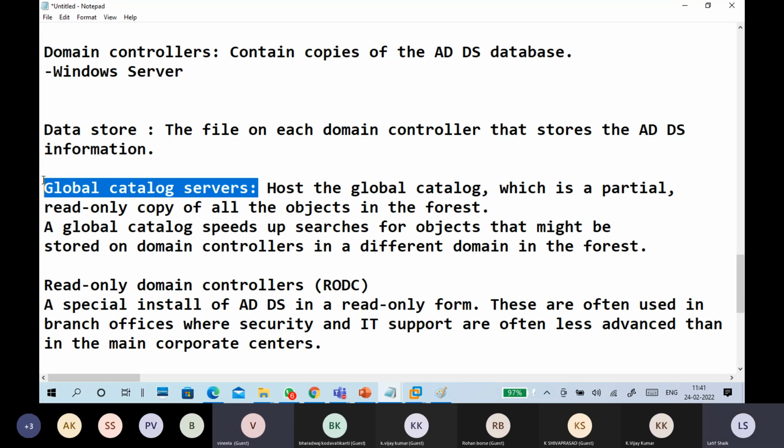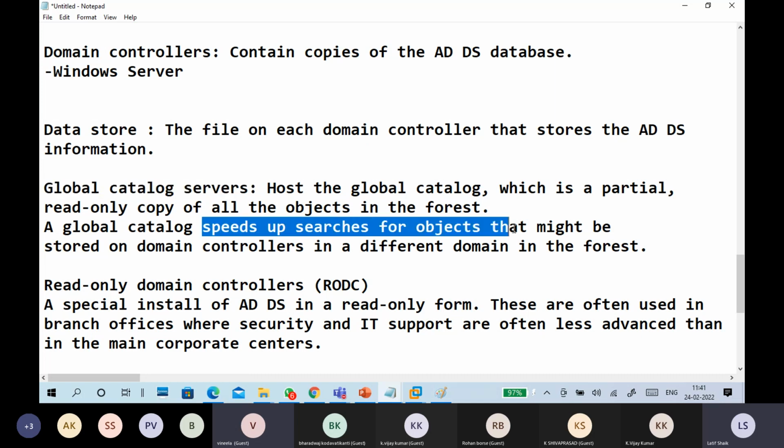Okay, in the data store of a global catalog server, there is not only my own domain's database, other domains' databases are also contained. The advantage is it is faster, speeding up the search of objects. Like whenever I am communicating from one domain to another domain, obviously we can communicate easily.